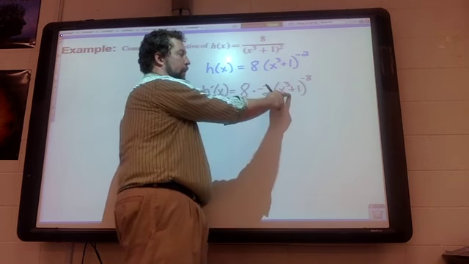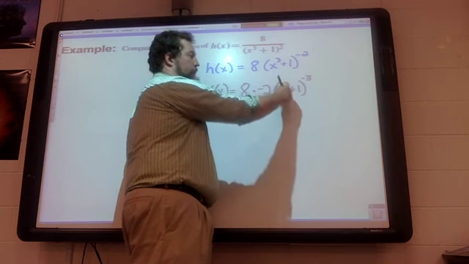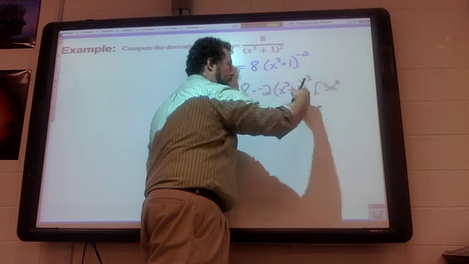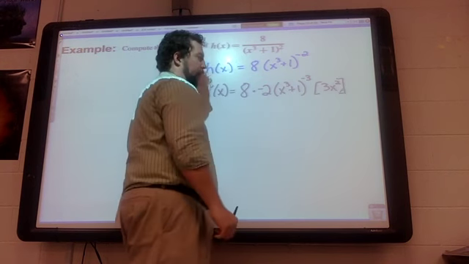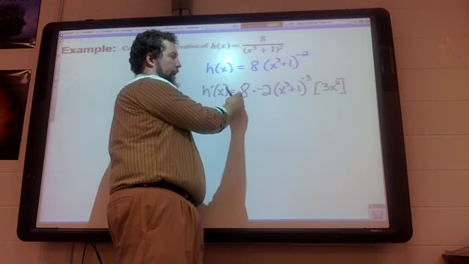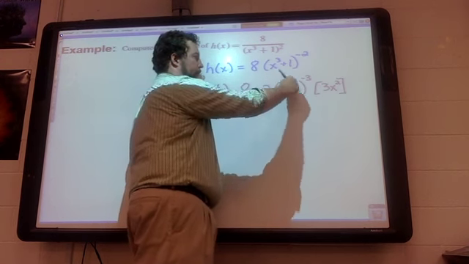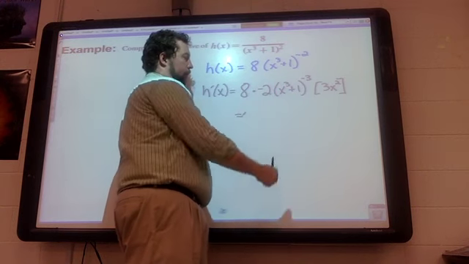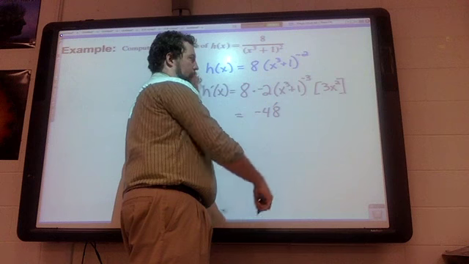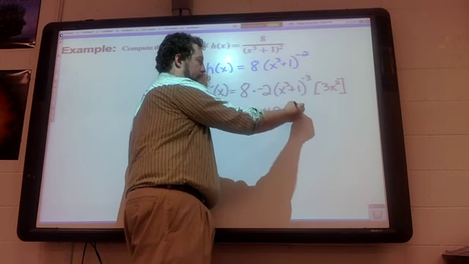And then we take the derivative of the inside. x cubed gives me 3x squared, and the 1 just goes away. So we have that. Clean it up a little bit. I've got 8 times negative 2 times 3, so that'll net me a negative 48. I've got the x squared along with that.